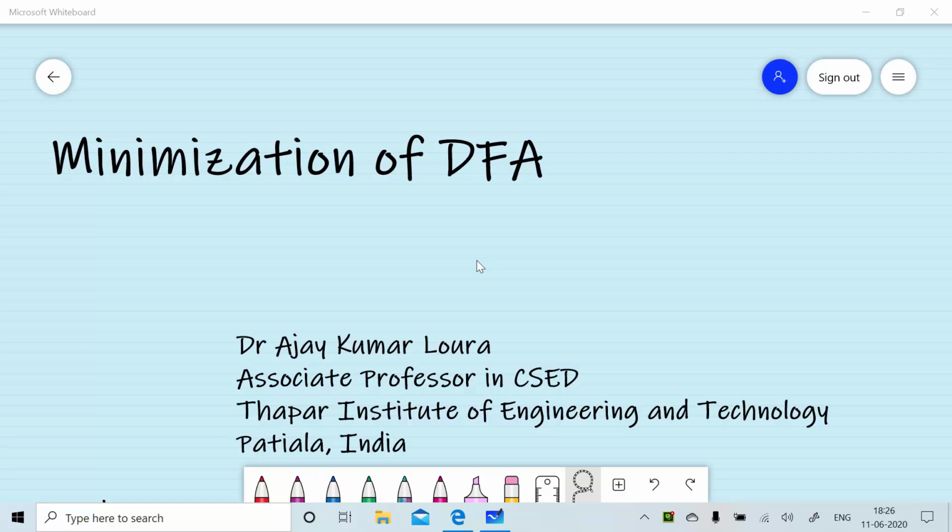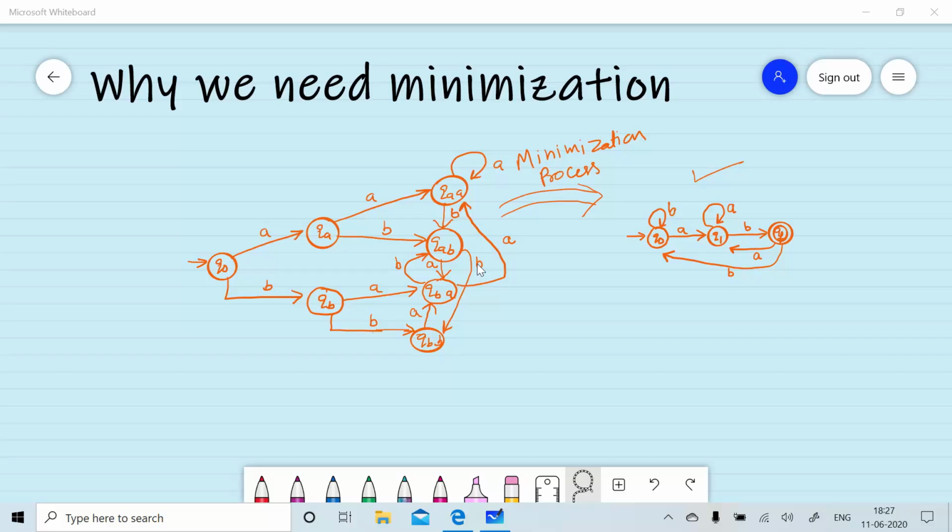Welcome to the session Minimization of Deterministic Finite Automata. I am Ajay Lora. In this session, we will discuss the procedure to convert a DFA into minimized DFA with the help of examples. Let's start the session.